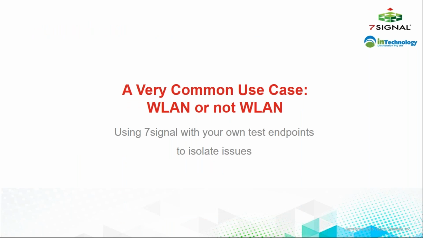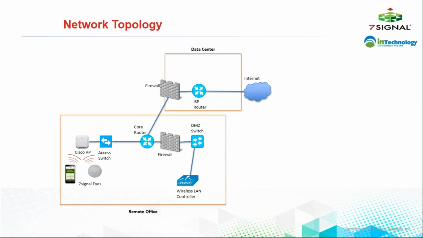So now let's go over a very quick common use case, this idea of, is it the LAN or is it the wireless LAN? And here's an example of a customer who actually used our system and their own test endpoints in order to isolate issues. So one thing that's important to note is that 7signal has a test endpoint. It's a VM, we call it the sonar, and it can be an appliance or a virtual machine. And you can put this anywhere in your network, and you can move it around if you want to as well.